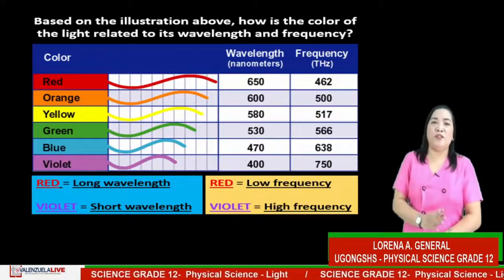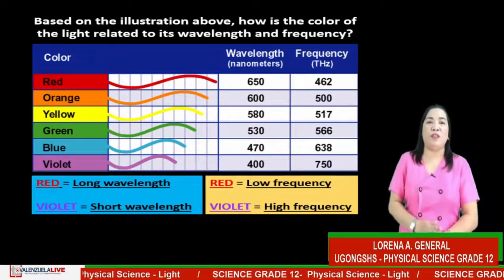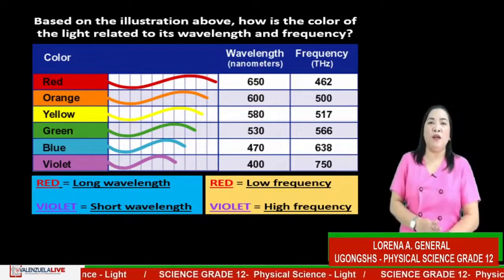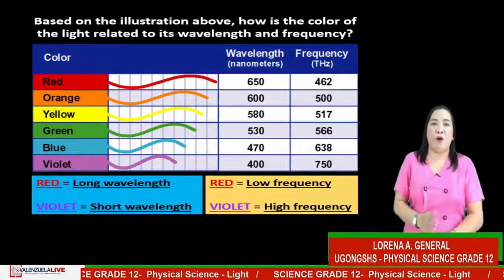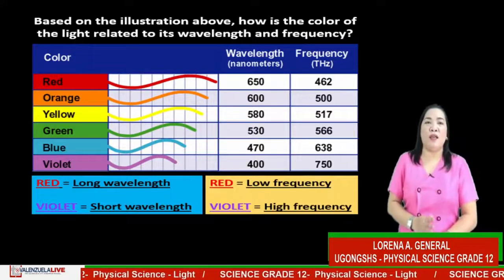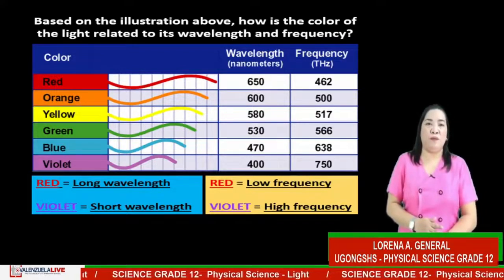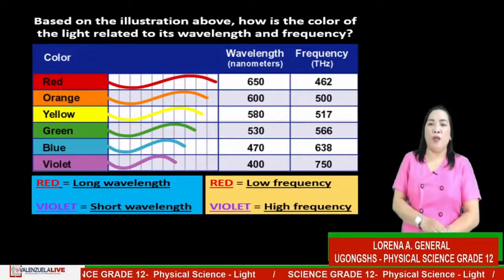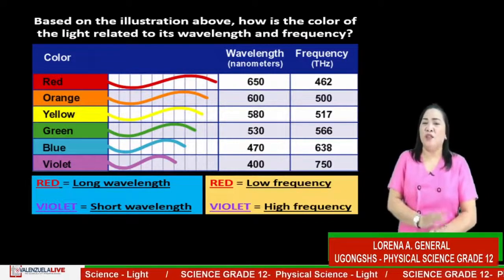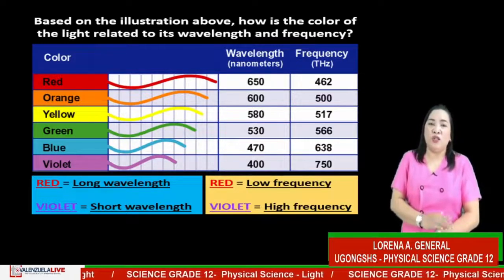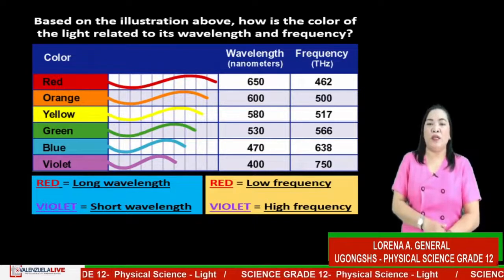As you can see, the red color has a longer wavelength, which is 650, but in terms of frequency, it has the lowest frequency. Violet has a shorter wavelength, only 400 nanometers, while its frequency is 750, so it has a high frequency. The higher the frequency of the light, the higher the energy of the wave. Since color is related to energy, there is a direct relation between color, frequency, and wavelength.